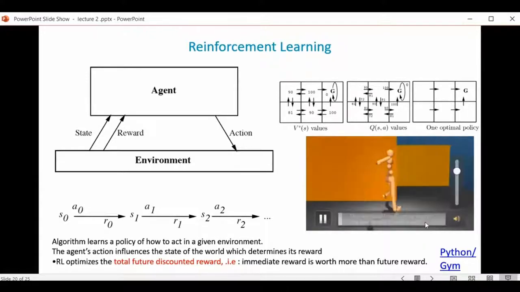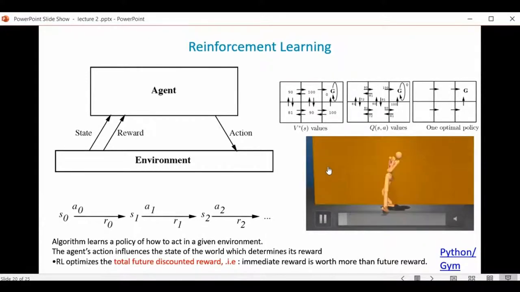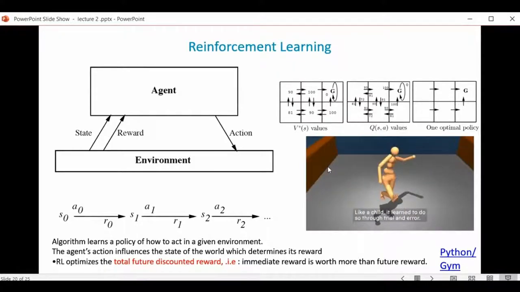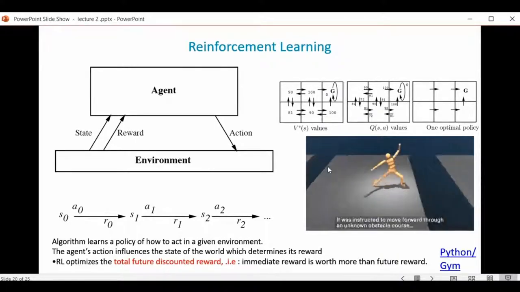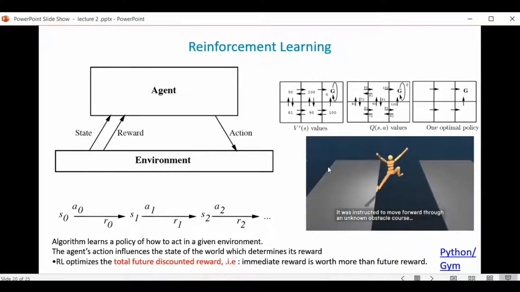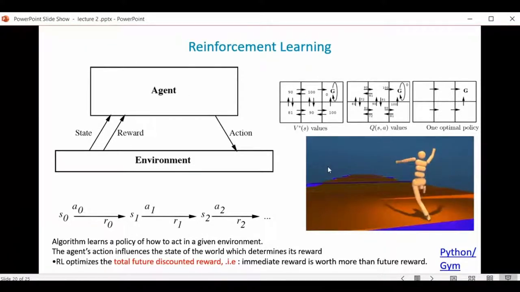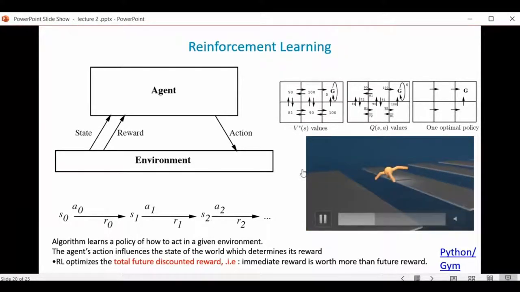Here this is just a video that was doing the rounds at one stage of a human agent, with the anatomy of a human, which was trained using reinforcement learning on how to walk. And they came up with all sorts of crazy motions to keep balance.